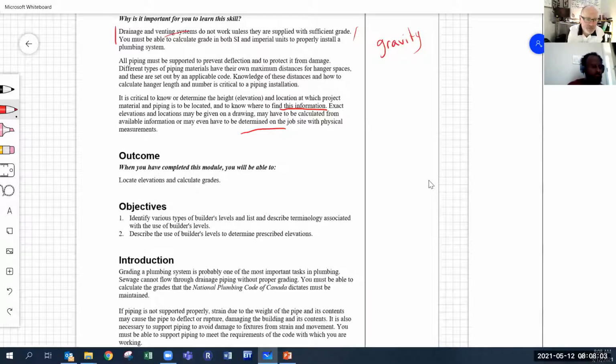So the objectives today, we're going to talk about and identify various types of builders levels, list and describe the terminology associated with that, and describe the use of builders levels to determine prescribed elevations.